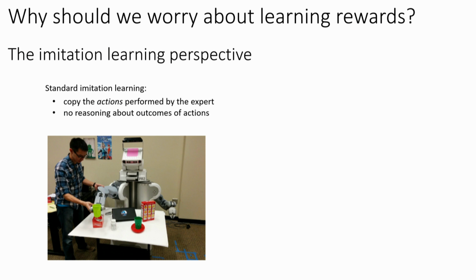If we look by comparison at what people do when they imitate other people, you see something a little different. So for humans, imitation learning is really more about copying the intent of the demonstrator, not necessarily their particular actions. And this sometimes leads to some interesting outcomes, like we'll see in a second. So you might actually take very different actions than what the expert took.